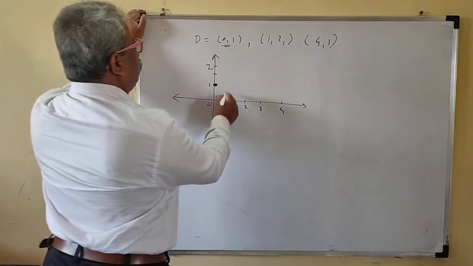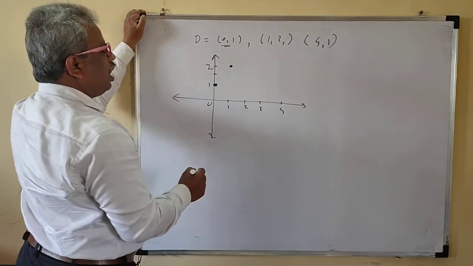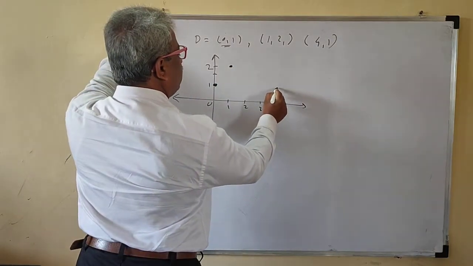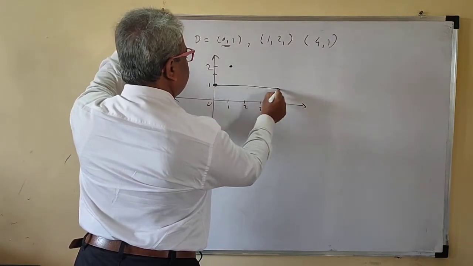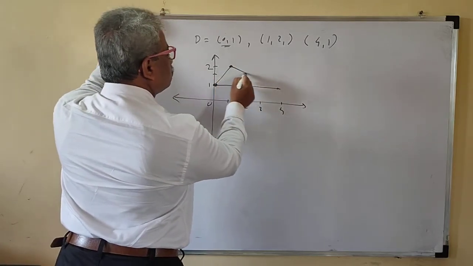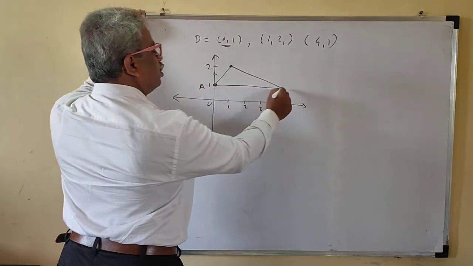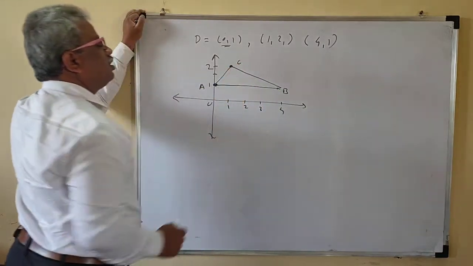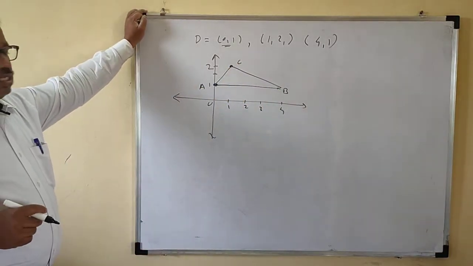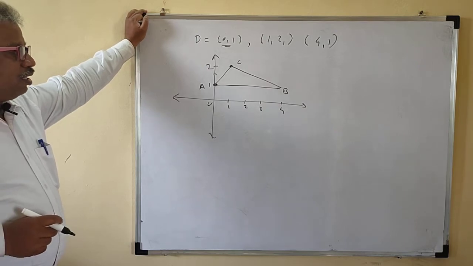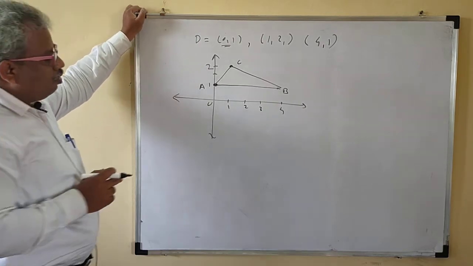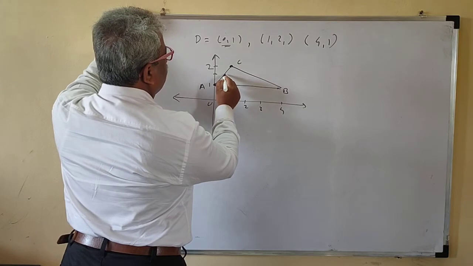Then point (1, 2) will be here, and then (4, 1) will be here. Okay, so this here. Now this is your A, this is your B, and this is your C. This is your A, B, C. Now we have to find the region. If you draw like this, see, this is from line to line.